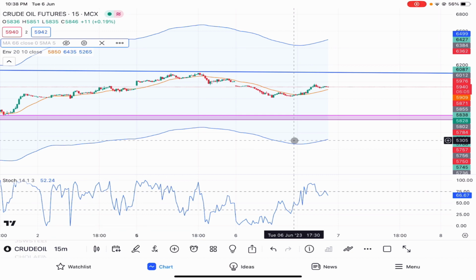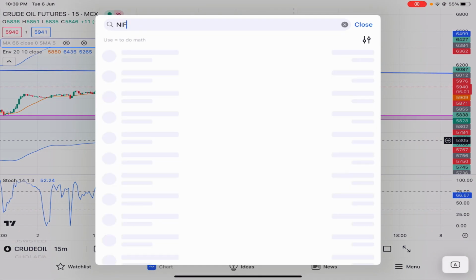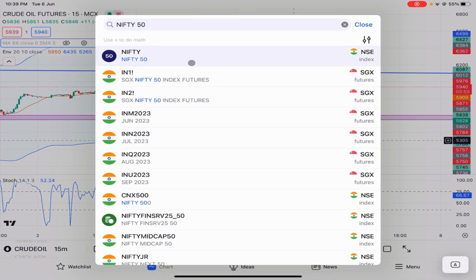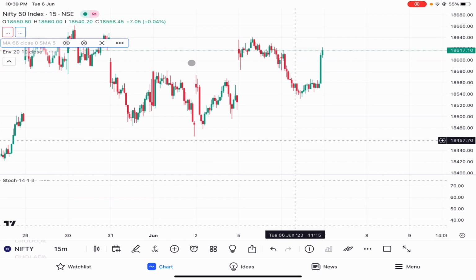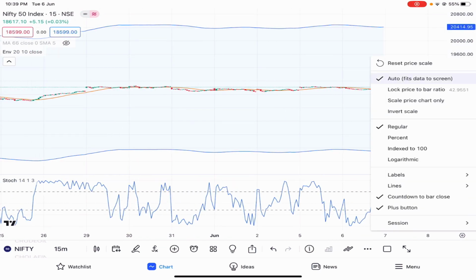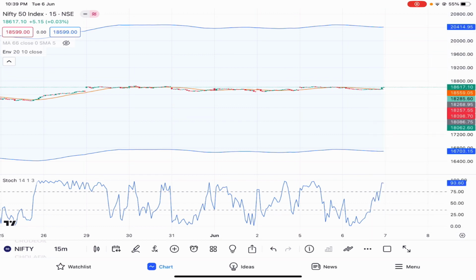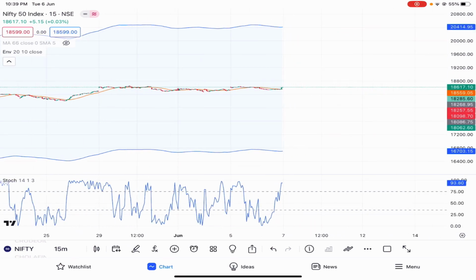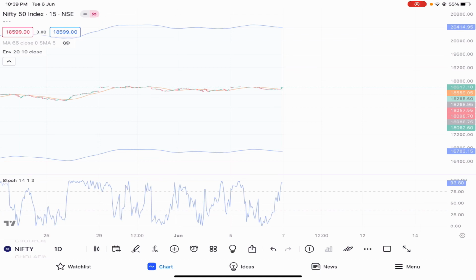So how does an envelope help? An envelope basically helps you see. Right now I'm showing it in crude oil, so let me go to my Nifty 50 index and see how my envelope really looks. Okay, this is how my envelope usually looks. Let me make it big. I'm going to my daily chart for you to understand it better. Give me a second, it's loading.